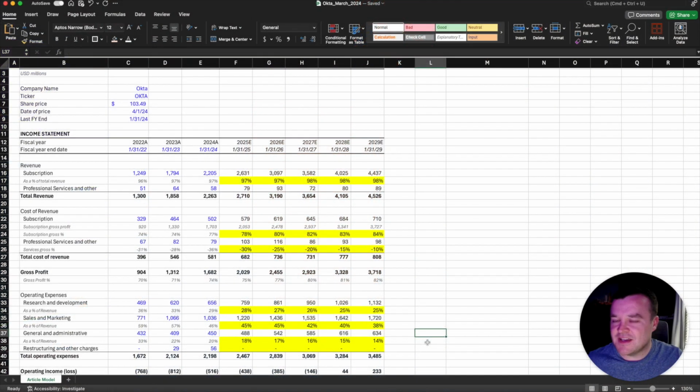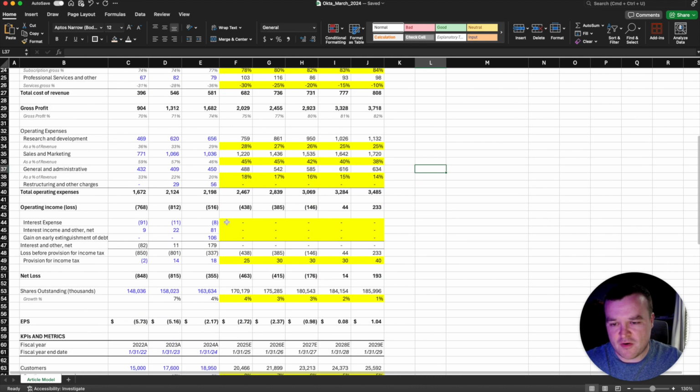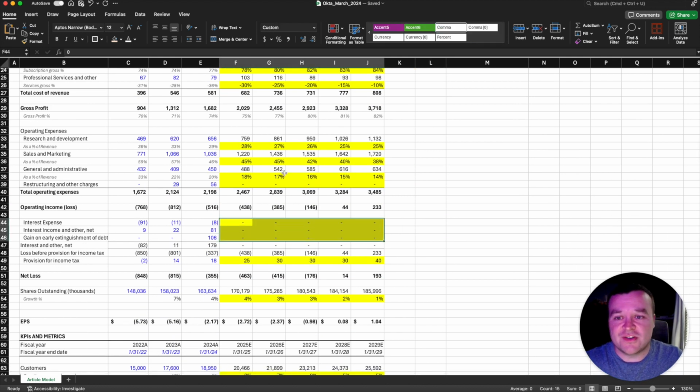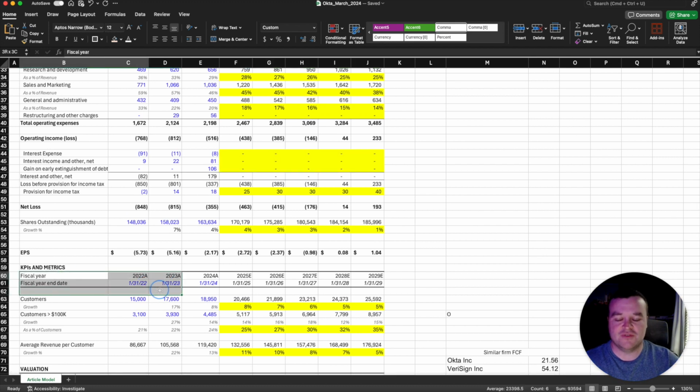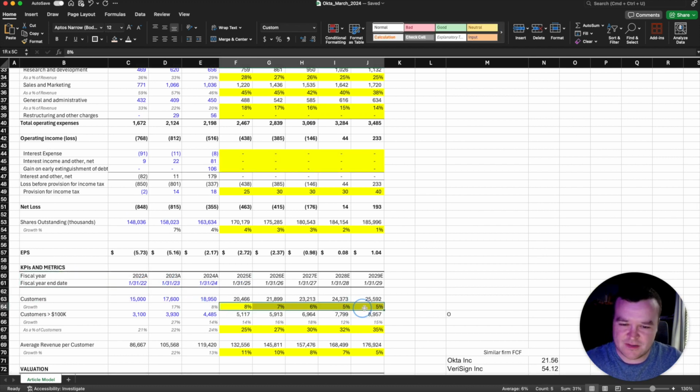All right, so taking a look at the model here, if you've ever watched one of my videos before, you know I like to just build a very basic bare bones model. The stuff in yellow you can change, it'll affect the valuation of the company. What I like to do is bring it all down here though, and these are really the guiding factors of the model.